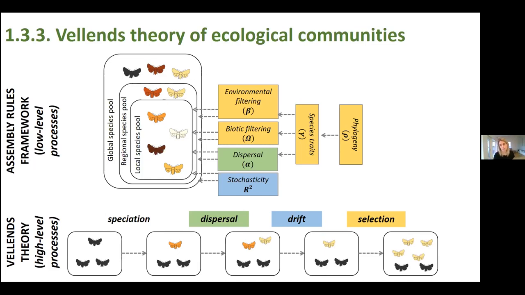This alpha parameter that I had previously linked to dispersal obviously belongs to the dispersal high-level process, and this indirect way of looking at stochasticity through the predictive power that I have very briefly introduced would belong to drift.